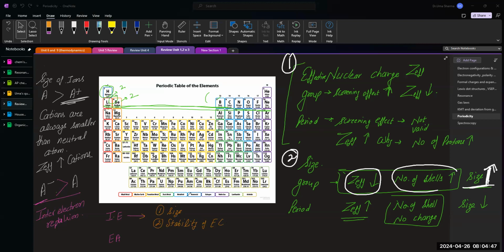Aditi, good. Now size will show you a regular trend down the group. So down the group, what is the trend? So let's write down for the group. We are talking about ionization energy, children. So what happens in the group?